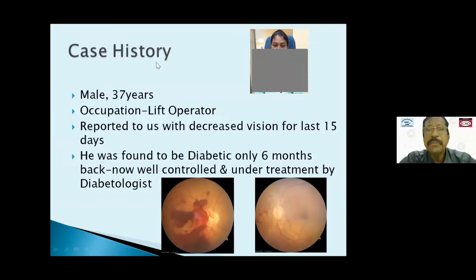So this patient has to be followed up for life, I think. They have to. All these patients have to be followed up, sir. All the diabetics have to be followed up lifetime.